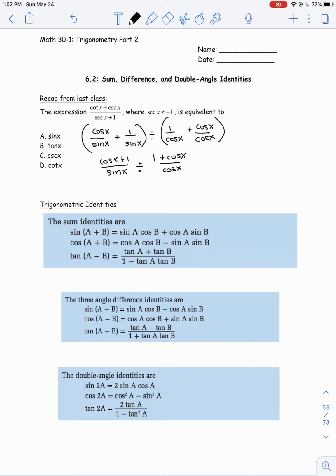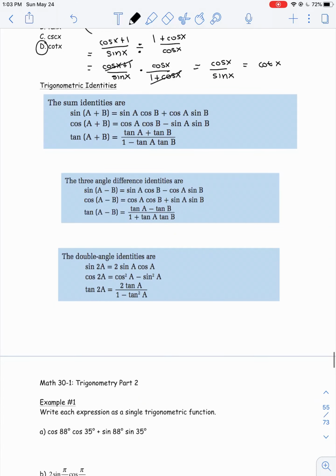So we can actually flip this to become cos x plus 1 over sine x. That stays the same, but whenever we divide, we always flip it. So it's going to be cos x at the top over 1 plus cos x at the bottom. You'll notice that these can cross each other off because they're identical factors, and then we're left with cos x over sine x. This is actually equal to cotangent x. So that matches letter D.